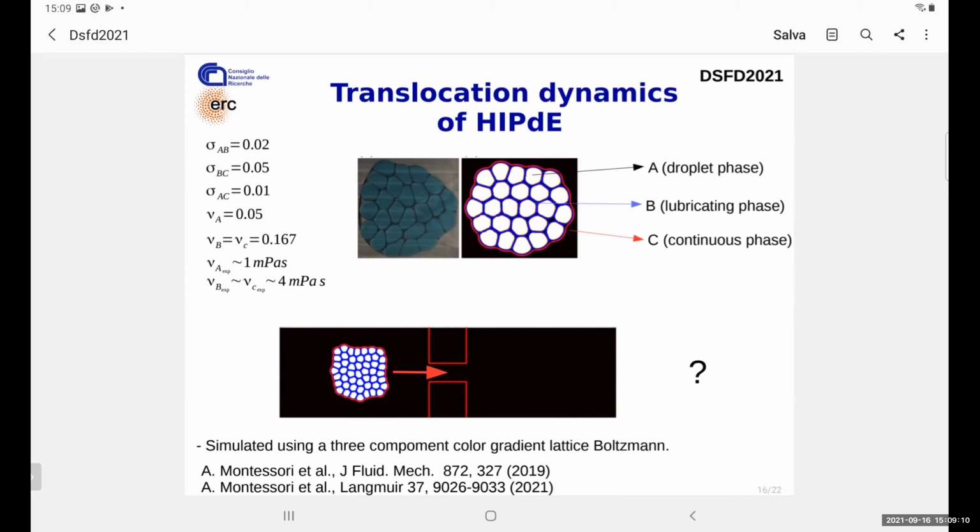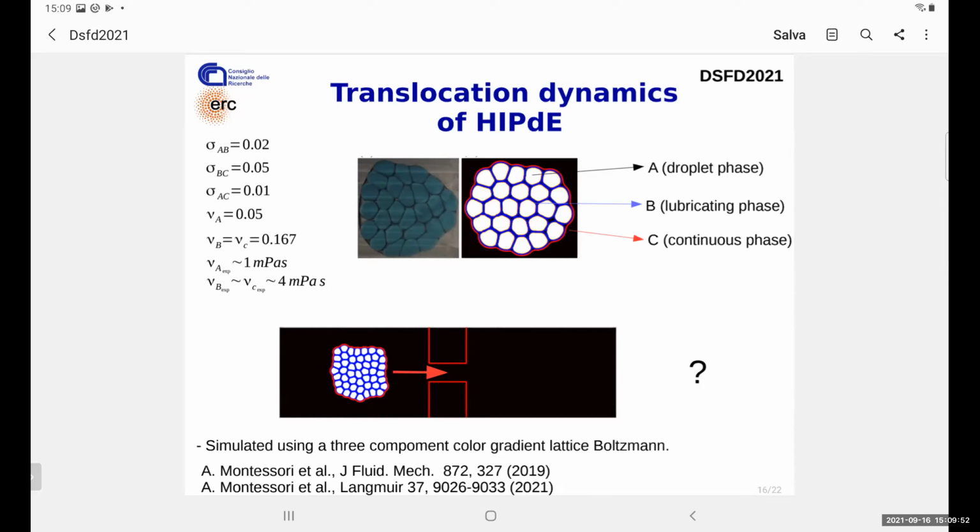So these objects are simulated using a three-component color gradient lattice Boltzmann, in which you have the droplet phase, phase A. Then you have the lubricating phase, which is the phase living between the interstices of the droplets, basically the fluid films. And then there is the continuous phase, which is in the outer part of the shell. So these are the values on the left of the typical surface tensions and viscosities we use in simulations. They are tuned properly to approximately match the values given to us by the experiments by Jan Guzowski, basically.